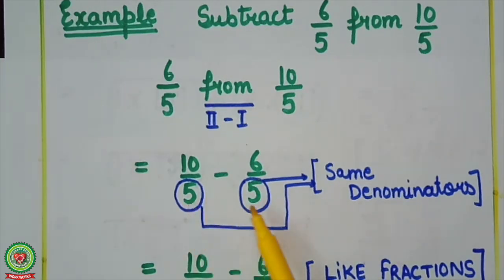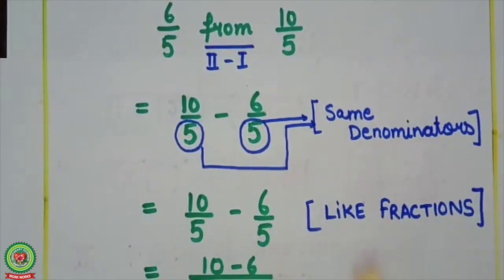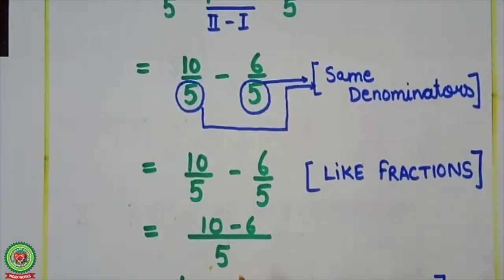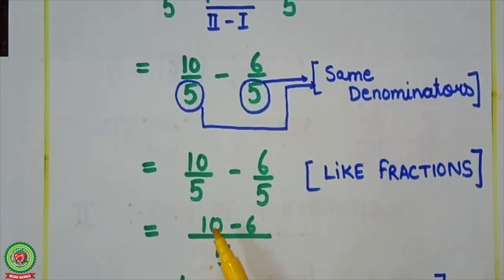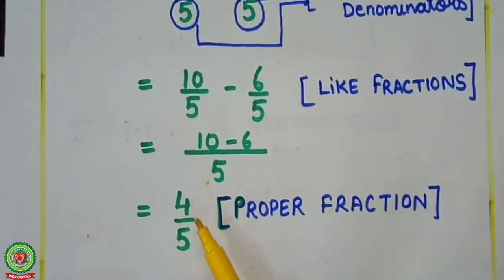Here denominators are equal to 5. Same denominators imply these are like fractions. Now let's apply rule on these fractions. Denominator commonly one time and subtract the numerators. So it will come 10 minus 6 upon 5. Now 10 minus 6 equals 4. So it will come 4 upon 5. Numerator again lesser than denominator. Therefore, it is a proper fraction.